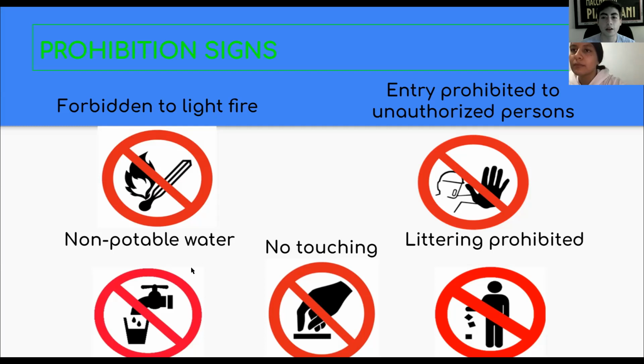non-potable water. This indicates that the water should not be used as the water in your community may be contaminated. And the following signage is entry prohibited to unauthorized persons. This informs that without authorization, it's forbidden to enter a certain area. And the following signage is littering prohibited. Prohibited disposing of garbage in a certain area.